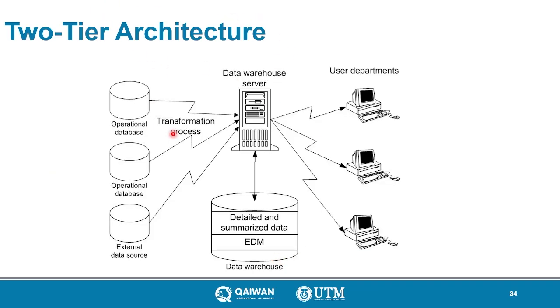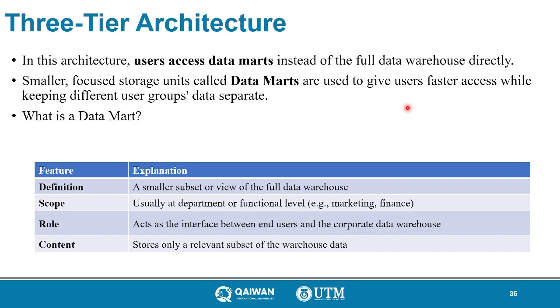And this is the two-tier architecture. We have the operational database here, and it goes straight to the data warehouse server. And from there, we also have detailed and summarized data, or EDM, in the data warehouse. Now, the user departments all access this server, and from this server it goes to the data warehouse, and the data warehouse gets the information that each computer or each department needs.